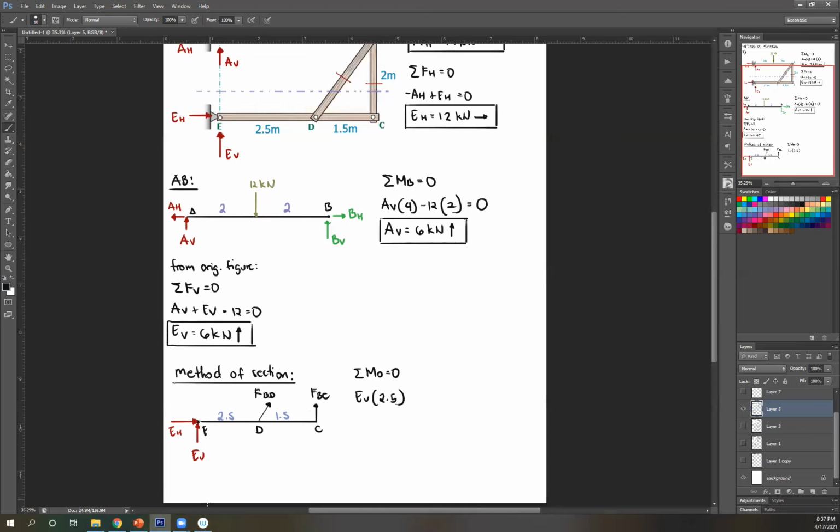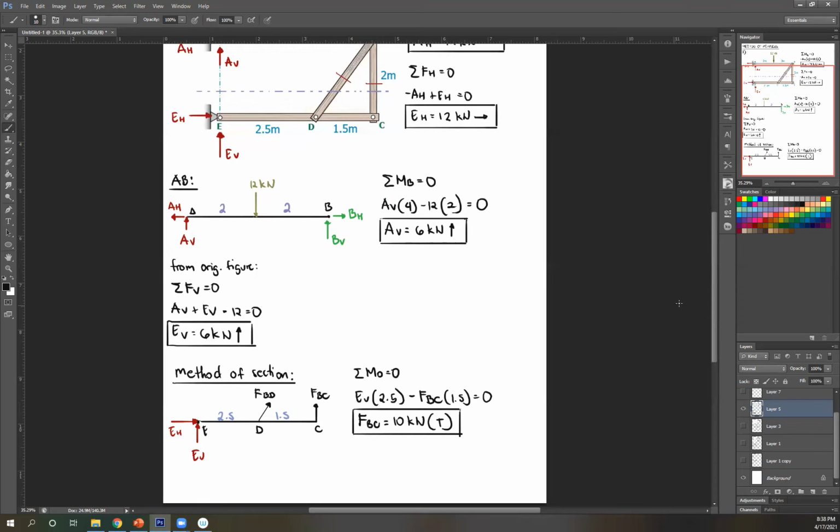FBD passes through D, so ignoring that. FBC rotated about D is counterclockwise, so negative. FBC, perpendicular distance, 1.5. There's no other force, so equate that to 0. Using this, you can solve for FBC. Knowing that EV is 6, FBC is 10 kilonewton. Positive, therefore a correct assumption, it's tension since it's pointing away from your member.